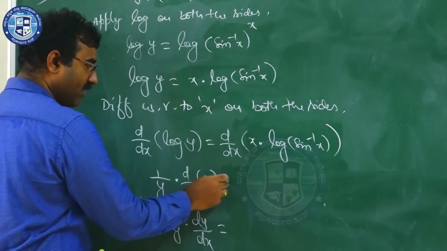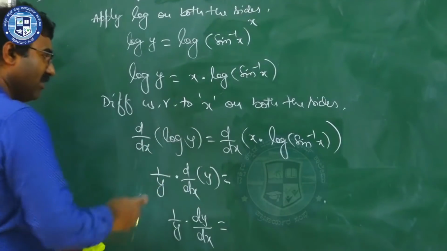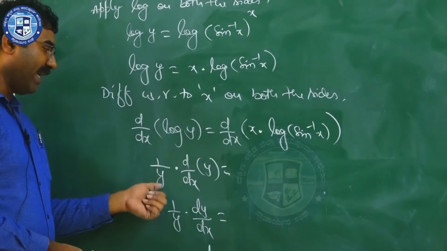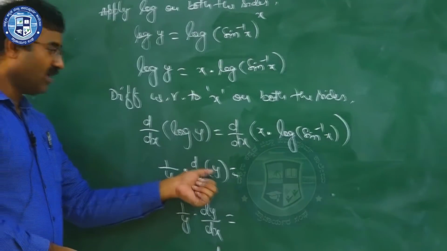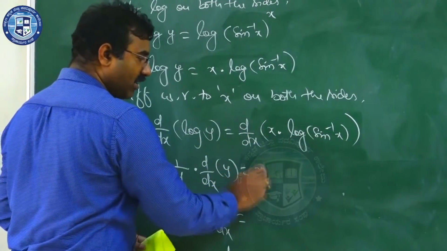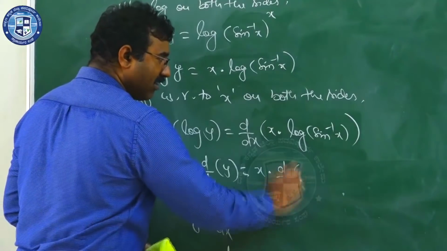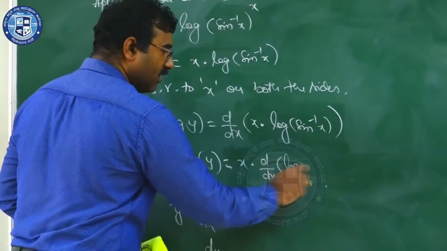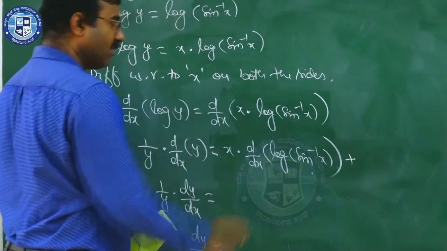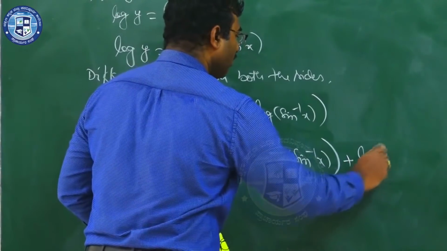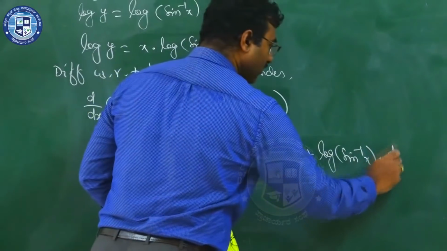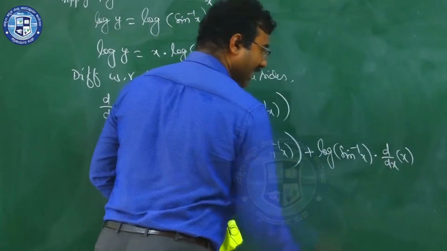UV formula we had applied. Here d by dx of log y, you assume as log x and we proceed, right? d by dx of log x is 1 by x, but it's not x, it's the derivative you have to consider. d by dx is equal to d by dx of x into log sine inverse x. So u into d by dx of v, plus v into d by dx of x.